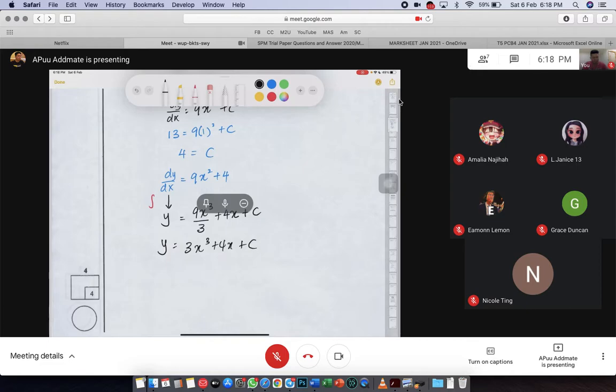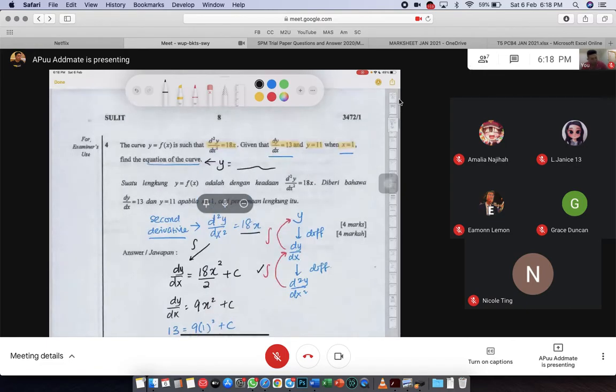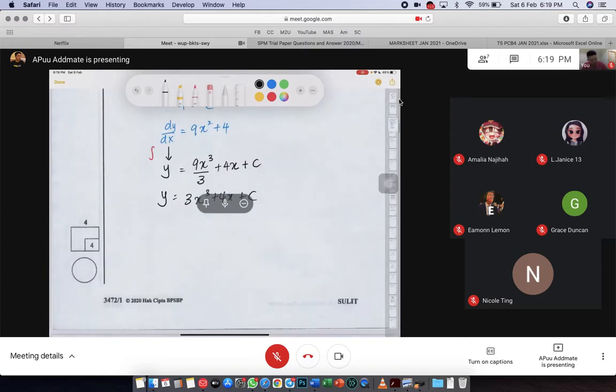Okay, and then again, what is the value of c? So now you have this value: y equals 11, x equals 1. So why not just substitute here. 11 equals 3 times 1 cubed plus 4 times 1 and then plus c. Okay? So when you have done this, you should get c is equal to 4. So then your answer will become y equals 3x cubed plus 4x plus 4. Settle, right? So that's your answer for question number 4.